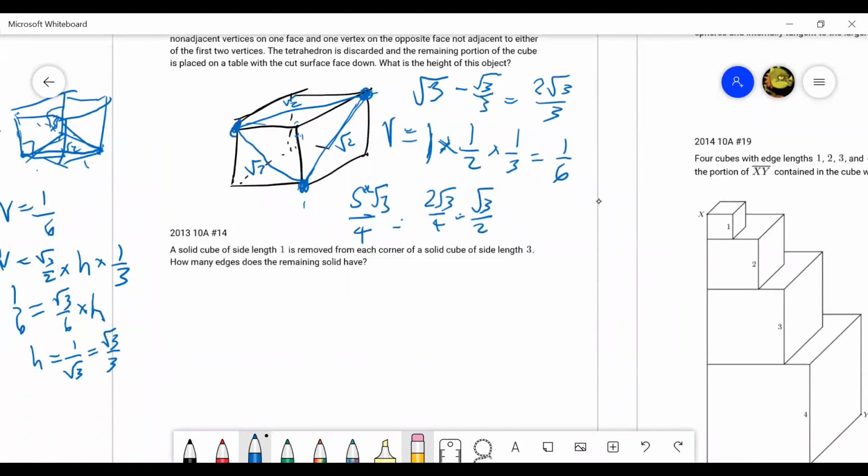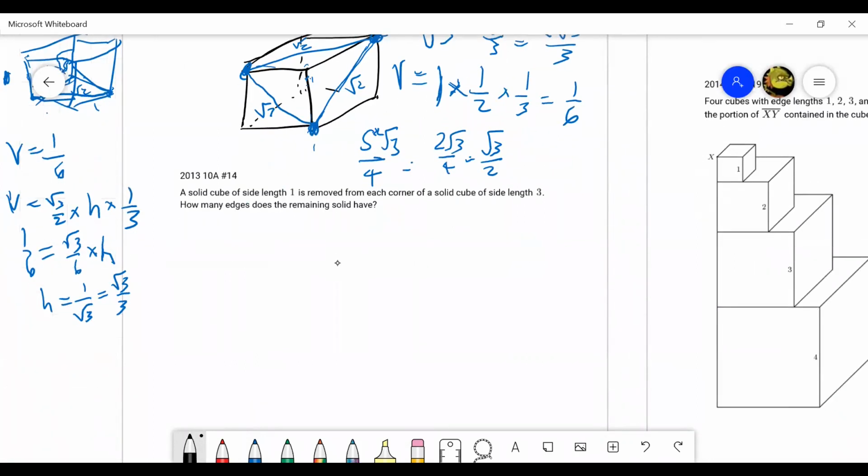So next we have this one. A solid cube of side length 1 is removed from each corner of a solid cube of side length 3. How many edges does the remaining solid have? So again, you'll notice that the number values you'll see in this question are not very useful because you only ask how many edges.